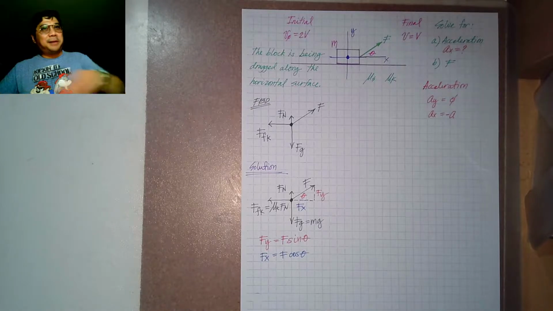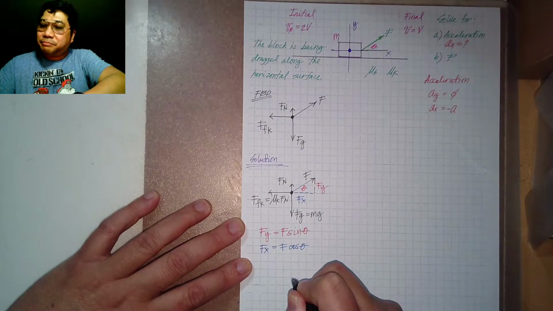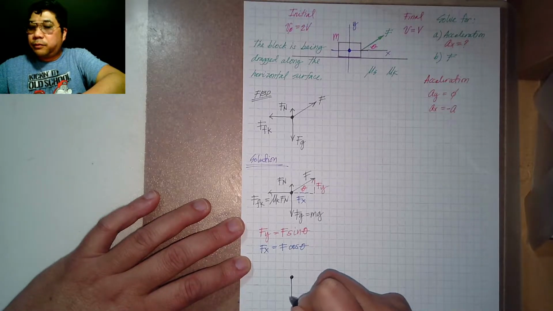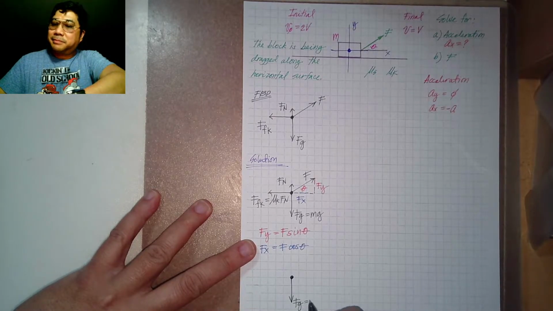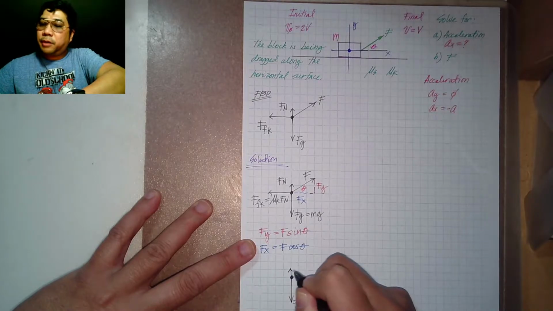Now, let's finalize our free body diagram. Next step, third step. That is your force of gravity, which is mg, and the normal force, Fn.